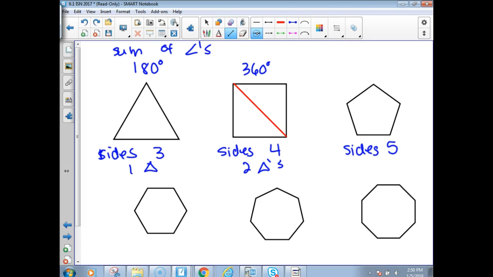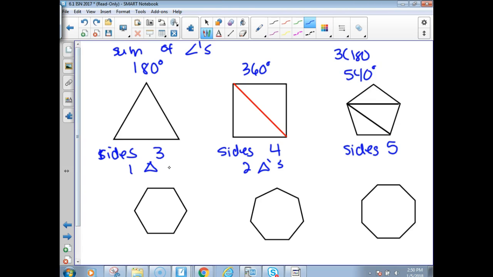So let's see what we got here. How many triangles can I split this up into? If you only come from one vertex, that's the minimum number of triangles. I can make more triangles. I'm not saying that I can't, but I want the minimum number of triangles coming from one vertex. There's 3 of them. So what were we going to say, Bryson? 3 times 180, what's that? That's how much the angles add up to: 540 degrees.